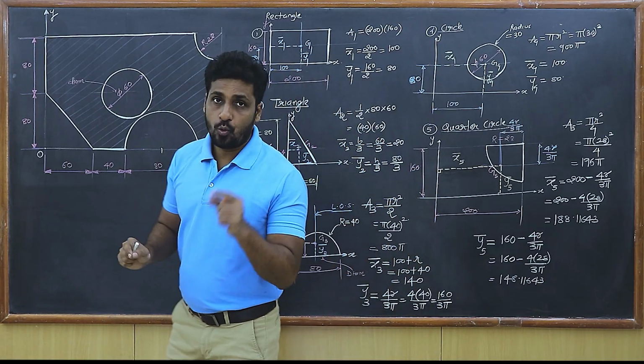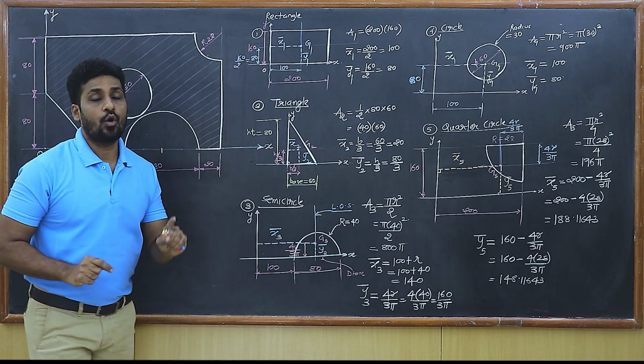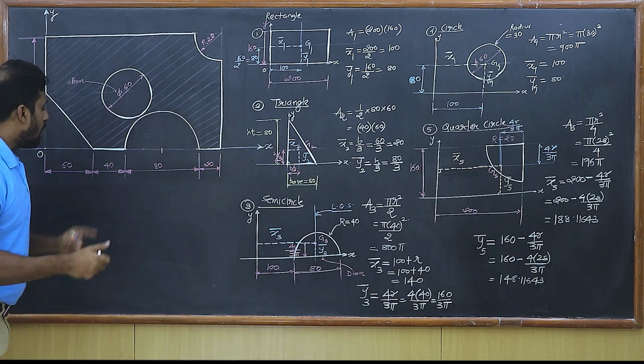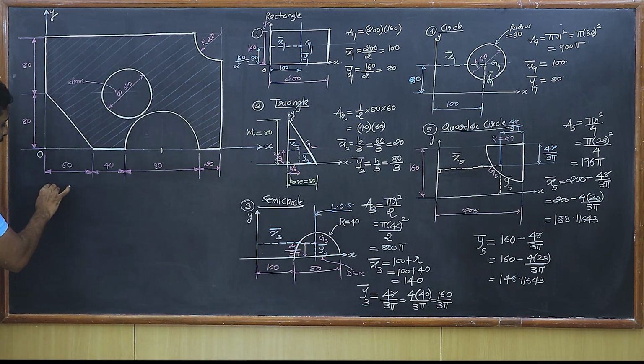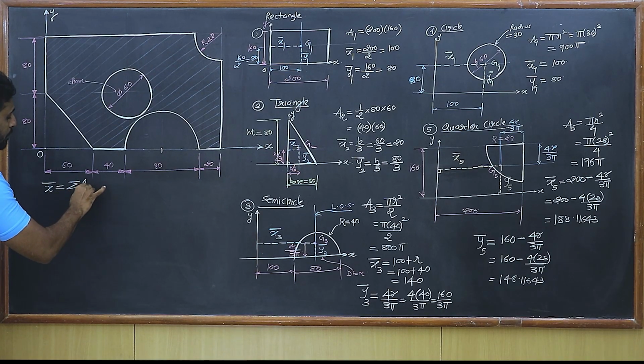Now students, we are in a position to find the centroid of the composite shape. Now we remember the formula given to find the centroid of the composite shape is x bar is equal to summation of Ai into xi upon summation of Ai.